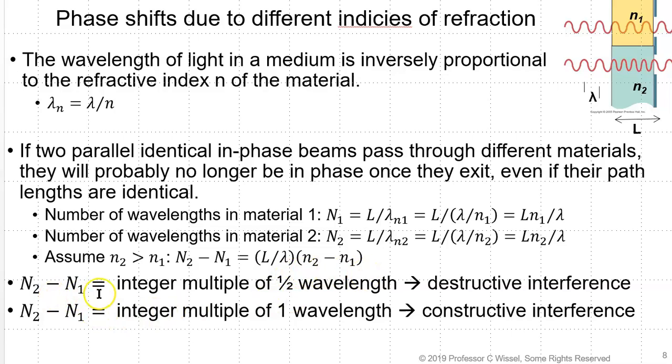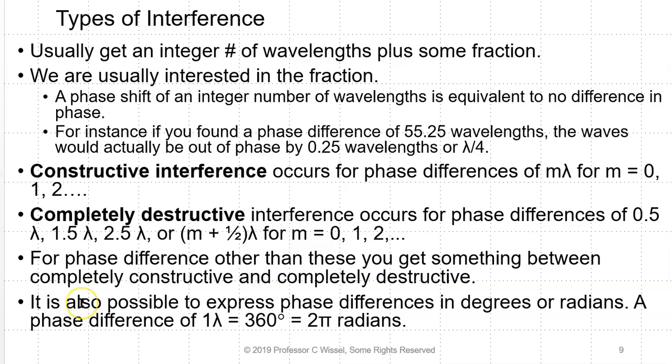If big N2 minus big N1 is an integer number of 1/2 wavelengths, you have destructive interference. If big N2 minus big N1 is an integer multiple of 1 wavelength, then you have constructive interference. The first one is destructive, the second one's constructive. Now, usually you'll get an integer number of wavelengths plus some fraction. We're normally only interested in the fraction. A phase shift of an integer number of wavelengths is equivalent to no difference in phase. For instance, if you found a phase difference of 55.25 wavelengths, the waves would actually be out of phase by 0.25, or the wavelength over 4.